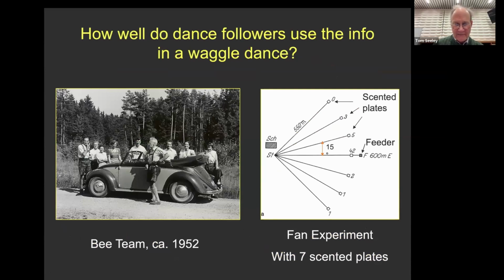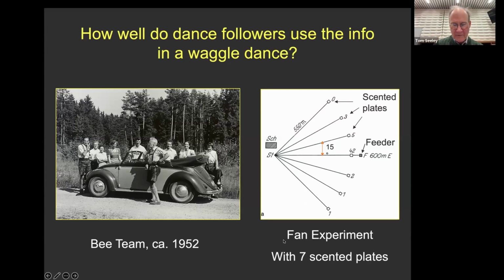And another thing that he did is he wanted to figure out, well, okay, this is a remarkable communication behavior, but I wonder how well it really works. How well do the dance followers use the information in a waggle dance? In other words, how precise is the communication? So in the 1950s, once Germany was getting itself back on its feet, Karl von Frisch at this point had a very nice two-tone Volkswagen Bug, which was very special at that time. And he went out into a forest near Munich, and they did an experiment.